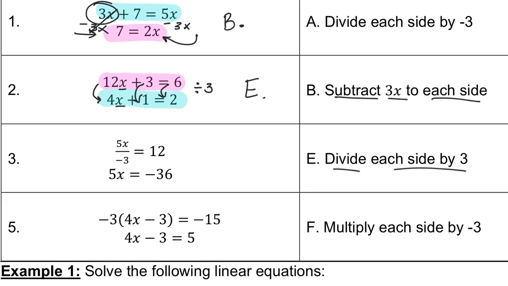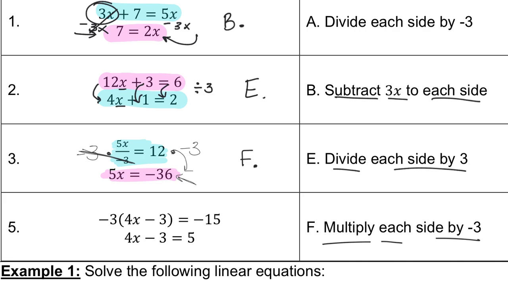If we look at our next one, we have our top equation here and our second equation here. So how did we get from here to here? We multiplied by -3 to both sides. That would cancel -3 on the bottom, and 12 times -3 gives us -36. So for this one, we multiplied each side by -3. So we did F.